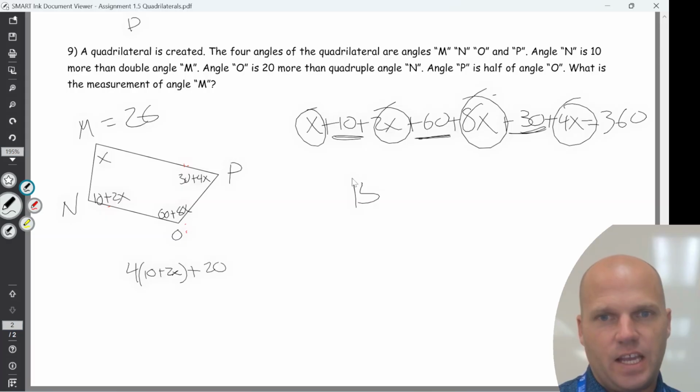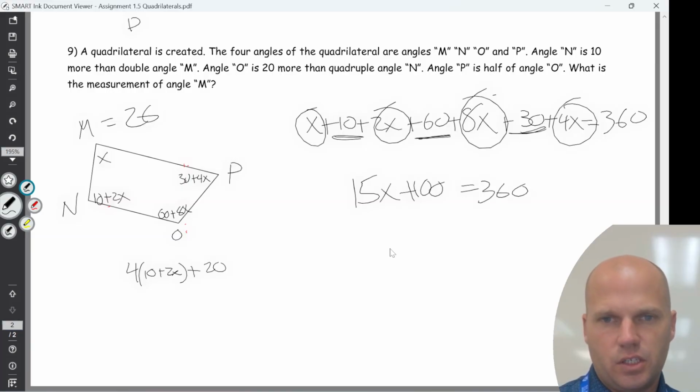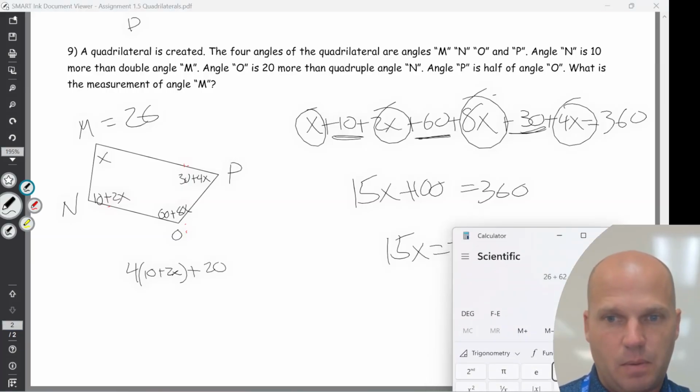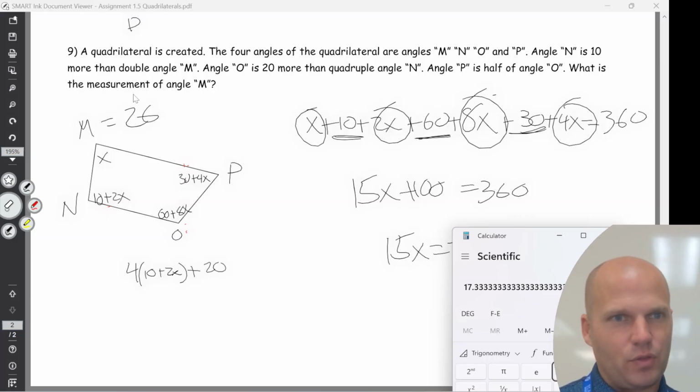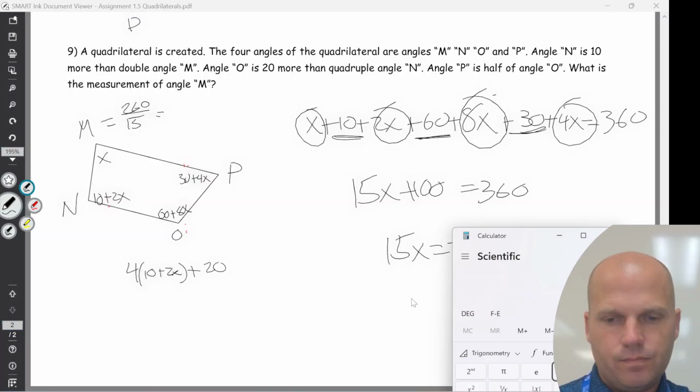12, 13, 14, 15 x's plus 100 equals 360. 15 x's equals 260. Let's take 260 and divide it by 15. And I get 17.33333. So that's not a nice number. I'm going to leave it as 260 over 15, which can be simplified by dividing by 5 to be 52 thirds. Cool.